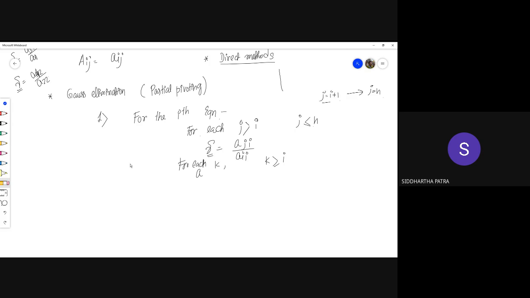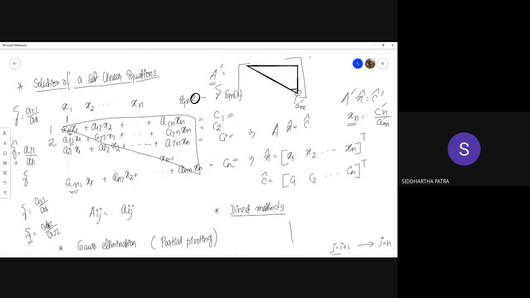Before subtracting from each and every term, you can also do this one: the constant term in the jth row can be modified as Cj minus gamma times Ci. So you basically subtract, say, C1 times gamma from C2.